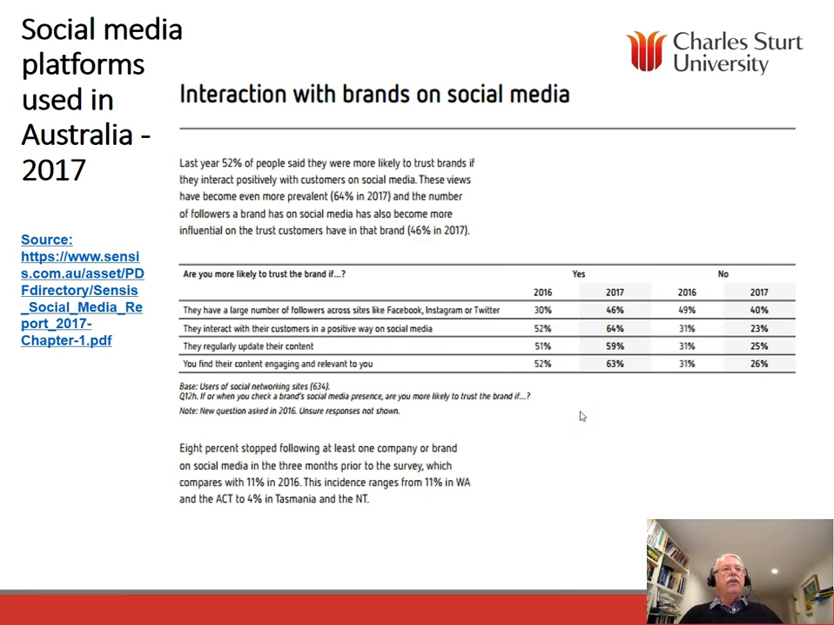If we talk about the interaction with brands on social media. And so one of the questions asked was, are you more likely to trust the brand? And we have a look at the differences between 2016 and 2017. So we can see that the more followers you have across sites, the more likely you are to trust the brand. The more that the customers interact in a positive way, the more likely you are to trust the brand. And also, the more that brands update their content, the more likely you are to trust the brand.